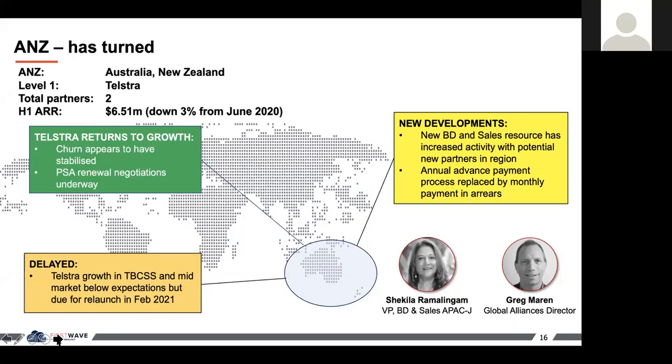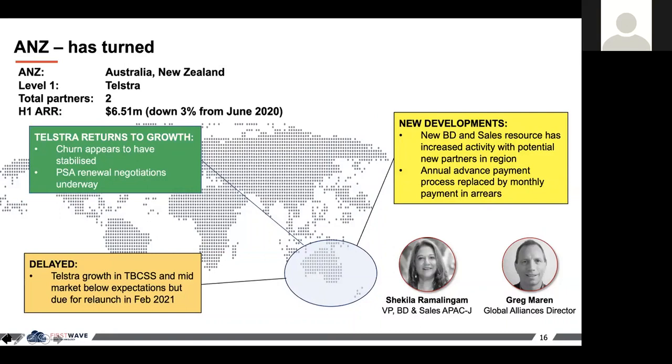I'm now moving to ANZ. ANZ is our largest region by revenue, delivering $6.51 million of annualized recurring revenue in the first half, led by Shakila and managed by Greg and the Australian-based business development and channels team. In this region, Telstra appears to have returned to growth as churn appears to have stabilized. It could still be lumpy as we enter the second half, but the team is focused on continuing to deliver growth in the domestic market. Negotiations on renewal of the Telstra Preferred Supplier Agreement are also underway.